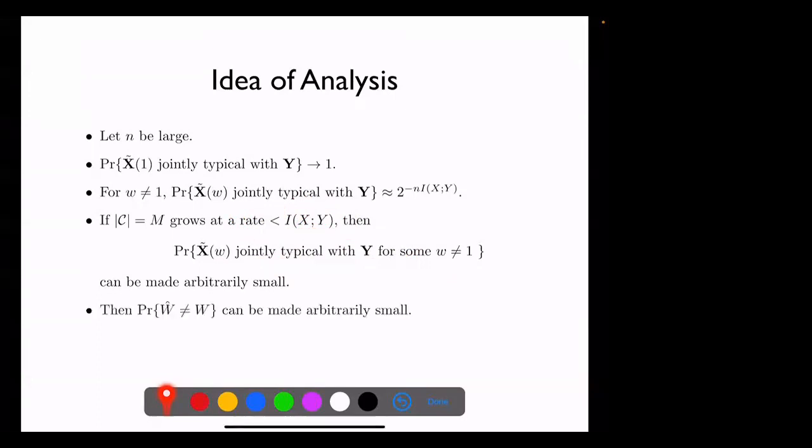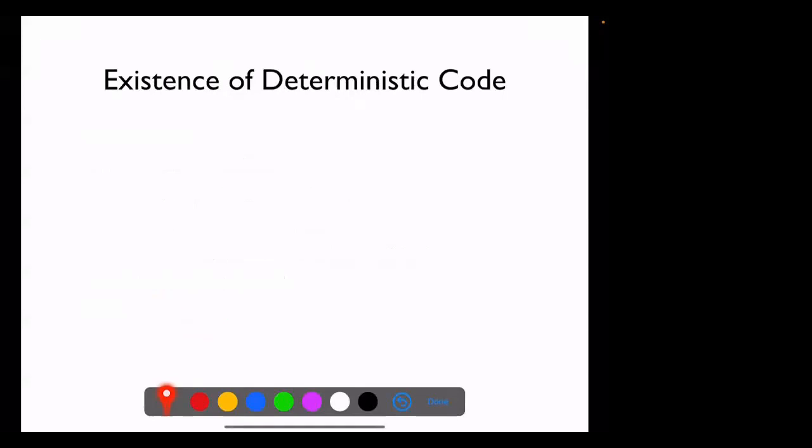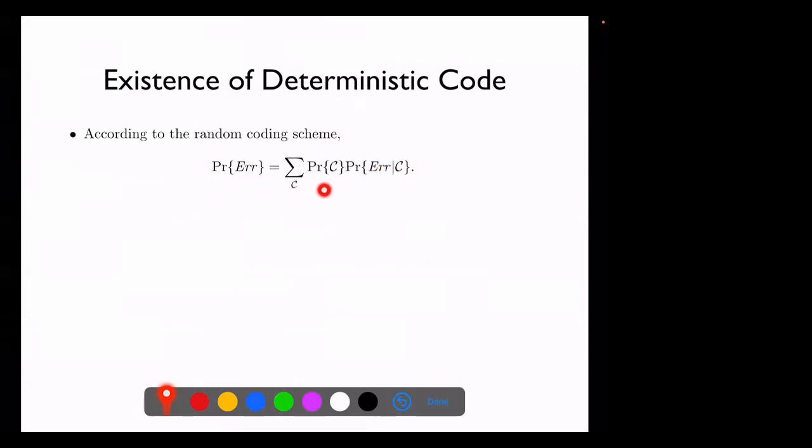So under these two conditions, this is important. You need to make sure that the rate of the code does not grow at a rate higher than the mutual information. Under this situation, we can make the probability of error arbitrarily small. Now how about the existence of a deterministic code? According to the random coding scheme, the probability of error is the probability of error for any particular code that you can choose by this random scheme, and then you average over all the code books.